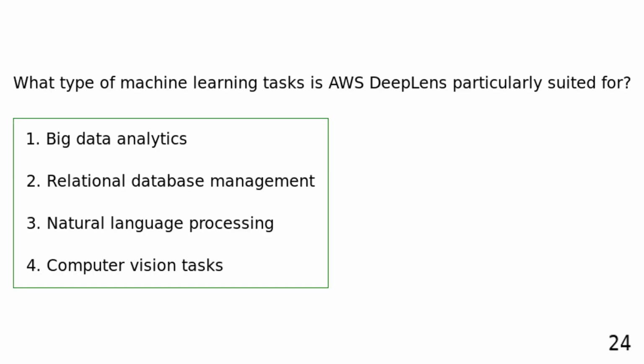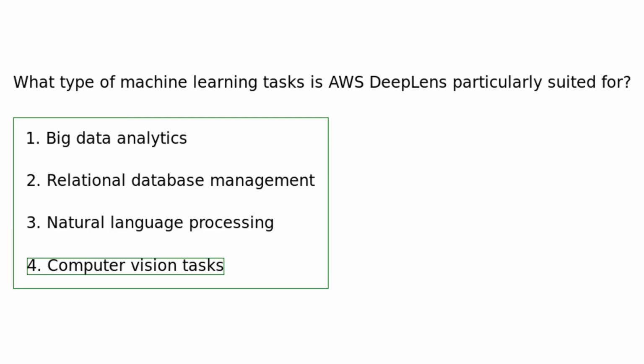What type of machine learning tasks is AWS DeepLens particularly suited for? Big data analytics. Relational database management. Natural language processing. Computer vision tasks. AWS DeepLens is particularly suited for computer vision tasks, including object detection, image classification, and activity recognition.